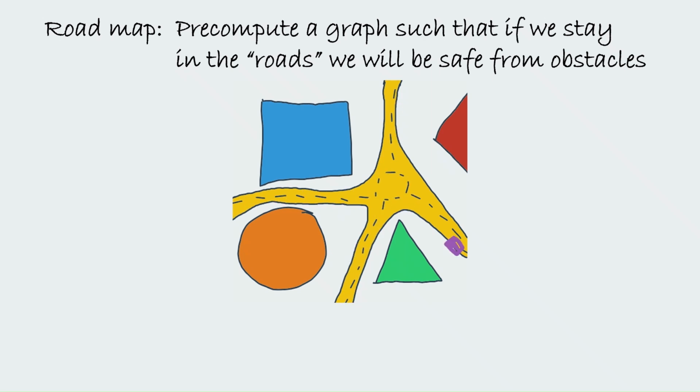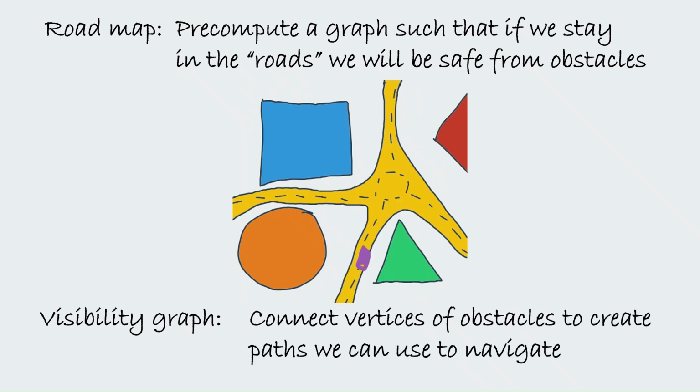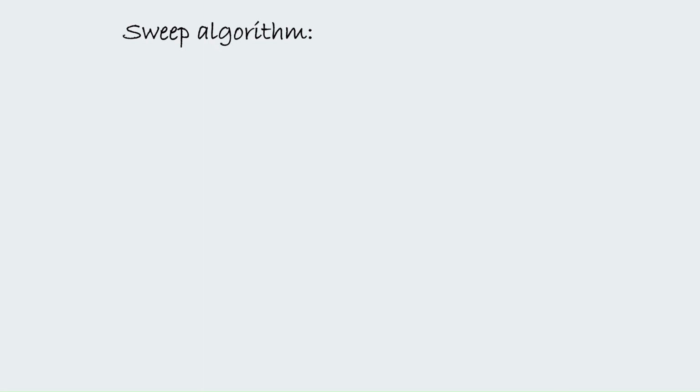So, how will we go about doing this? One way we can find safe routes is to plan paths along lines connecting the vertices or corners of any obstacles. This is called a visibility graph. So, how do we go about finding such a graph? One way is using something called a sweep algorithm.